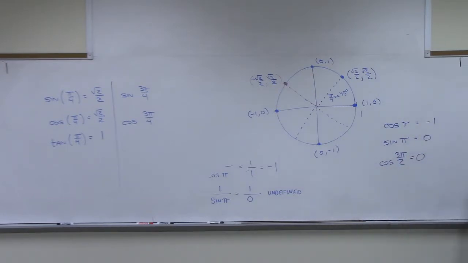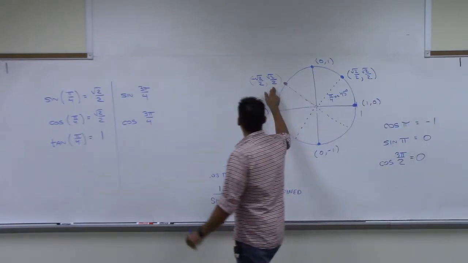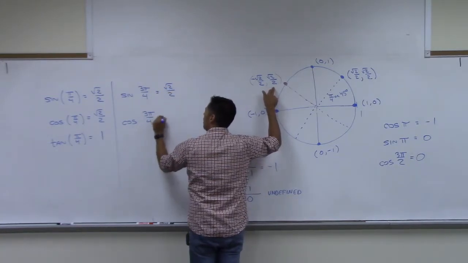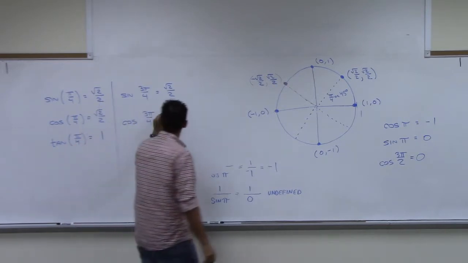Understand that? So what is sine of 3 pi over 4 then? It's the y coordinate, right? So root 2 over 2. And then cosine is negative root 2 over 2 because it's the x coordinate.